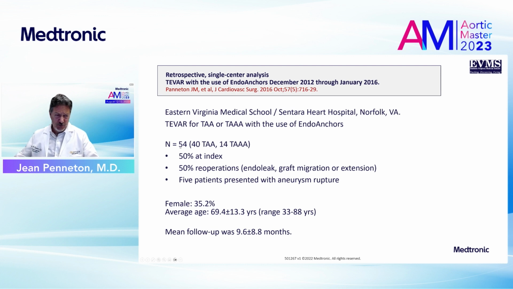Of those 54 patients, 50% had EndoAnchors placed at the index procedure, and 50% were redo procedures. So very complex patients that have already exhibited either endoleaks, graft migration, or aneurysm expansion requiring an extension graft. 5 of those patients presented with frank aneurysm rupture. A third of those patients were female. The mean age was close to 70 years of age.